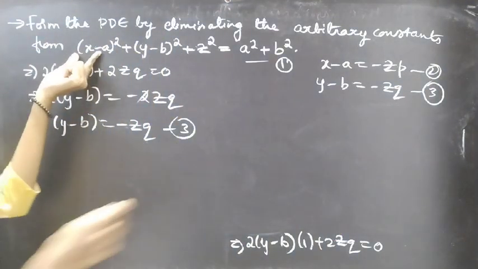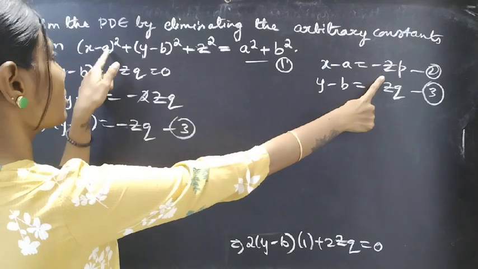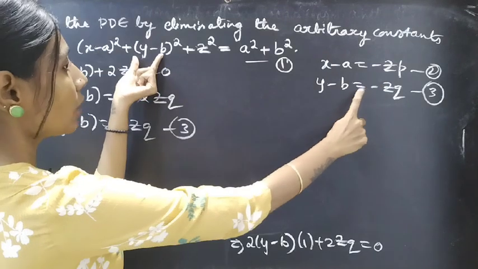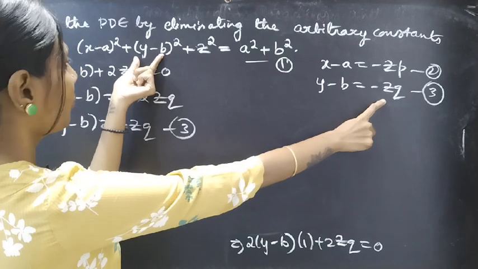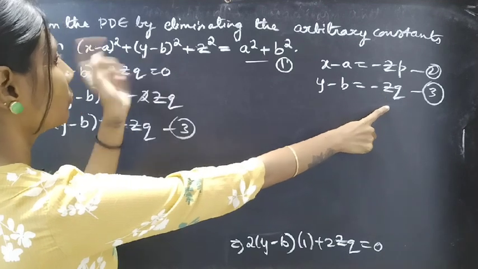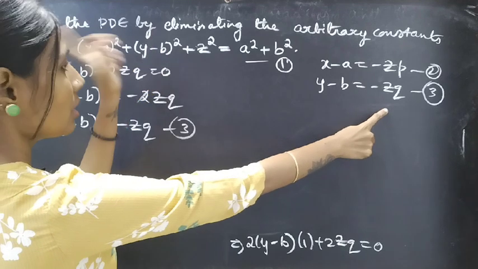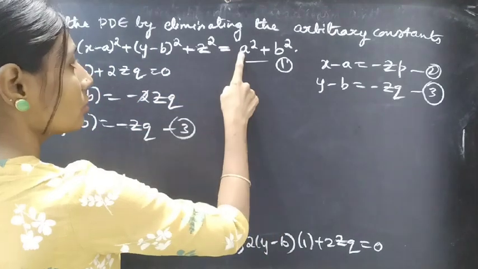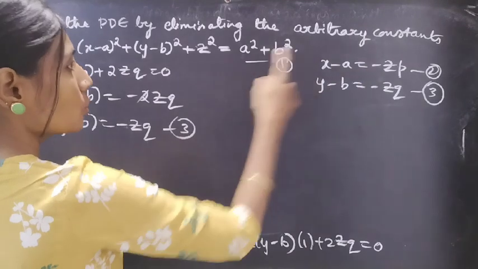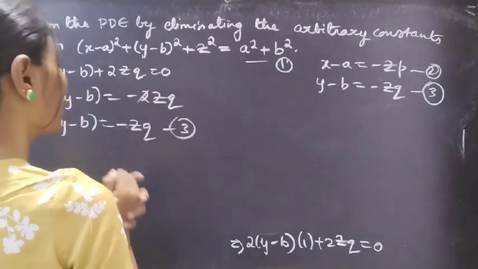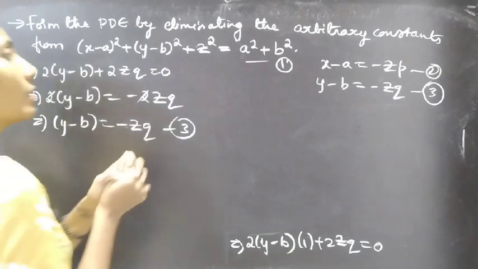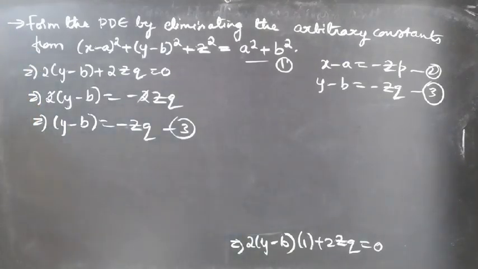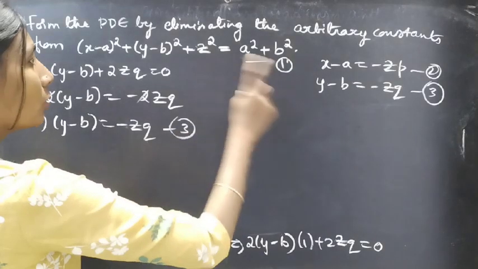See, x minus a can be replaced by minus zp, where this a gets eliminated. Likewise, y minus b can be eliminated using 3 by replacing it by minus zq, where this b gets eliminated. Likewise, you can just get a using 2 and b using 3, so that all the arbitrary constants of 1 get eliminated, and finally you'll get the partial differential equation from this. Simply substitute 2, 3 in 1.